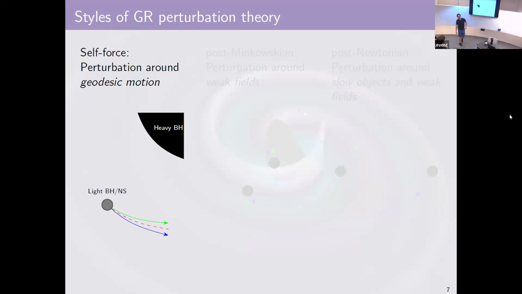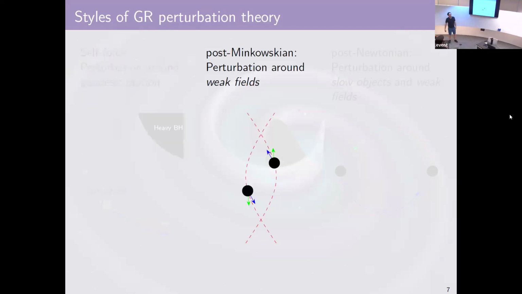I will be talking progressively more and more about each of these as we go through the talk. The next style of perturbation theory is post-Minkowskian. This is where we're perturbing around weak fields. We take a static, flat Minkowski background, and then gravity is some weak perturbation on top of that. This works as long as the objects are well separated, but we allow them to move arbitrarily fast, relativistically fast.